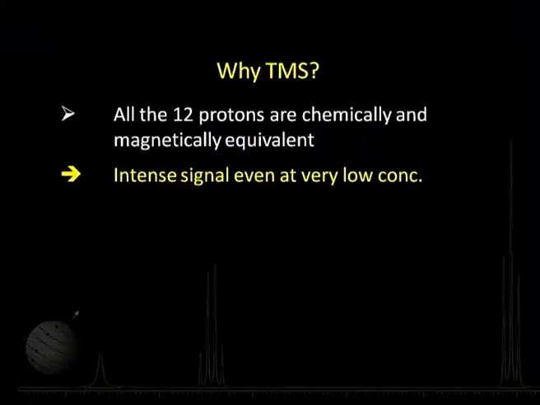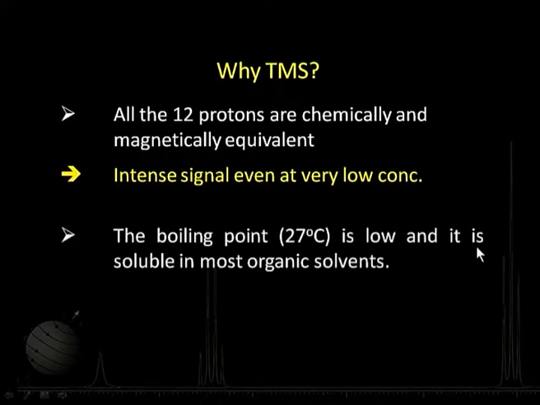because when I showed you a spectrum, we saw that different signals have different intensities. Intensity actually is in a way representative of the number of protons causing that, though actually it is not intensity per se, it is the area under the peak, but the intensity also contributes to that. Now, the second important characteristic of TMS is that the boiling point is 27 degrees centigrade, which is low, and of course, it is soluble in most of the solvents there.